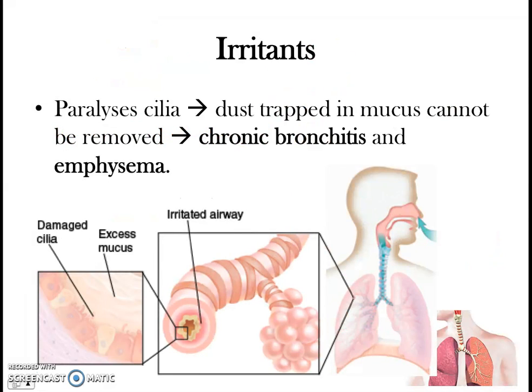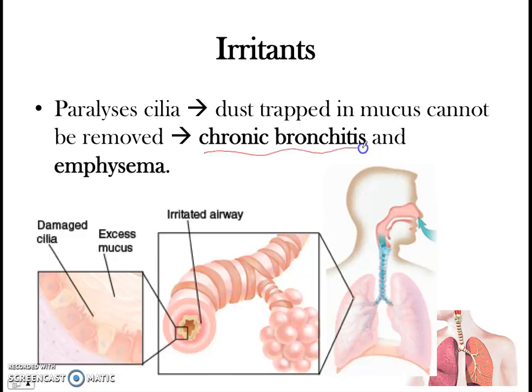Finally, we have irritants. Now, irritants have a harmful effect on your system as well, and the harmful effect is similar to tar. So it also paralyzes your cilia in the air passages, so that the dust trapped in the mucus cannot be removed, it will not be swept upwards. And this results in chronic bronchitis and emphysema.